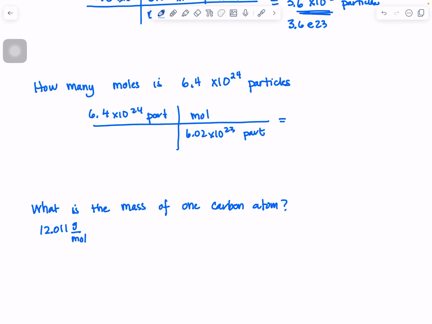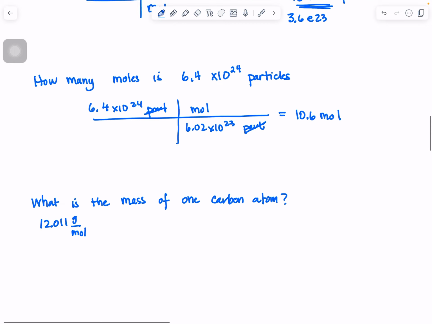I'm going to do a unit check. Again, I've got particles below the line, divided by particles, and I do that on my calculator. That gives me 10.6 moles. I highly recommend doing my calculation on your calculator to make sure that you can use your calculator correctly.